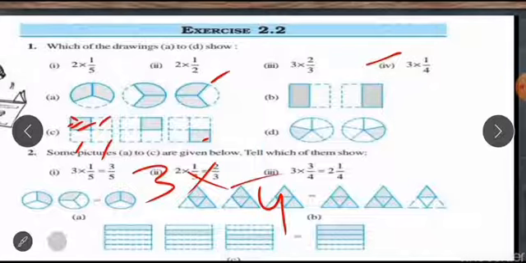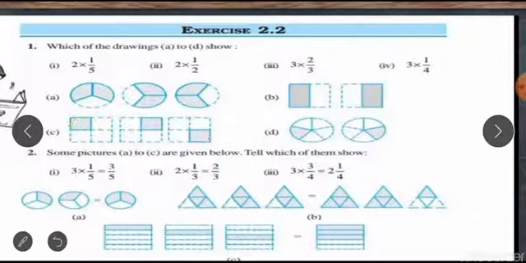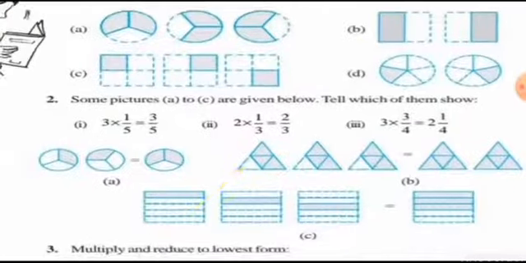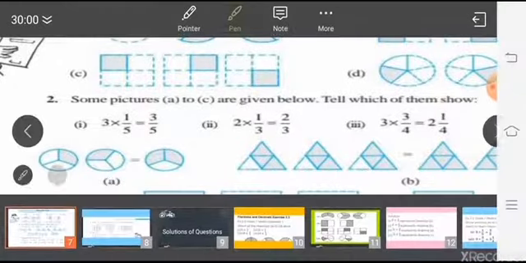And I gave the solution of this question also. You can note down the question from there. Look at the second question. In the second question, what do we have to tell? Some pictures A to C are given below and we have to tell which of them show this value. Again, we have to tell what this value represents. So, students, look at the solution.